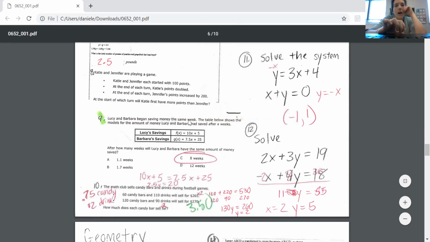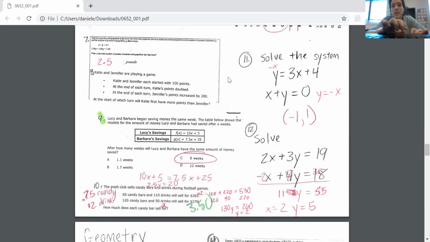Number 8 right here, I forgot to write my answer down, but I could totally do this in like a table. Katie and Jennifer both start with 100 points. So draw yourself a table, put 100 for both of them. Now Katie is doubling. So Katie would go 100, 200, 400. That would actually be exponential. But Jennifer over here is increasing by 200. That's a constant rate of change, so she would be linear. So she would be 100, 300, 500. You're going to keep those tables going until you find out when Katie overtakes Jennifer and has more points. That would be after the 3rd turn.